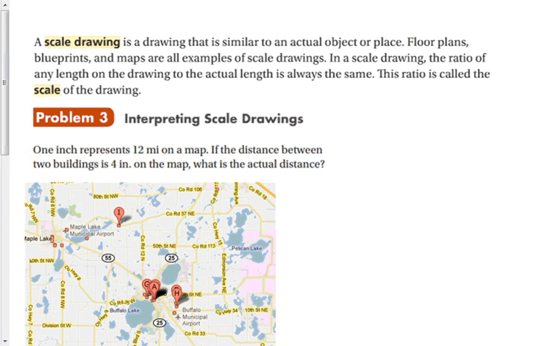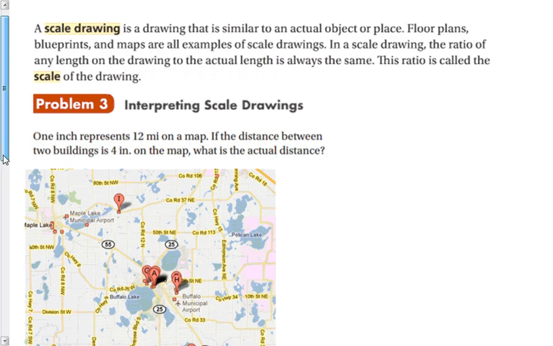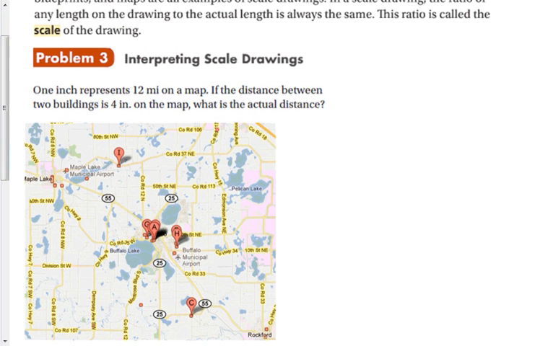All right, a scale drawing is a drawing that is similar to an actual object or place. Floor plans, blueprints, maps are all examples of scale drawings. And since they are similar, we can use the idea of similar objects. So of course, the ratios of corresponding sides are the same, or the ratio of corresponding parts are the same. So we're told here that 1 inch represents 12 miles on the map. Let's just write that as a ratio. 1 inch per 12 miles.